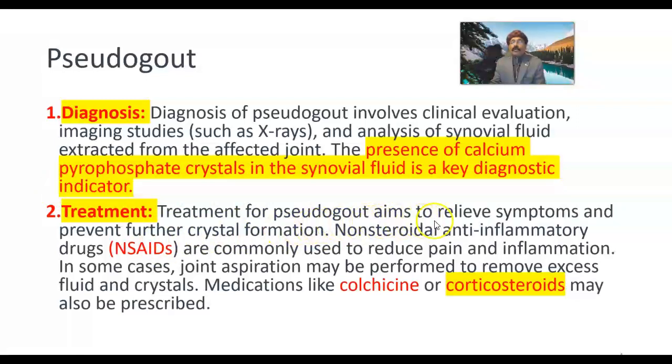Treatment for pseudogout aims to relieve symptoms and prevent further crystal formation. NSAIDs, non-steroidal anti-inflammatory drugs, are commonly used to reduce pain and inflammation. In some cases, joint aspiration may be performed to remove excess fluid and crystals. Medications include colchicine, which we use in gout also. Corticosteroids may also be prescribed.